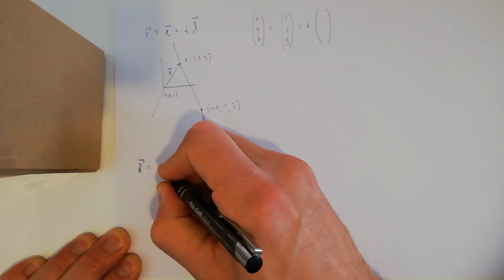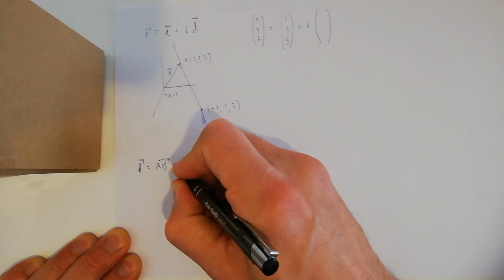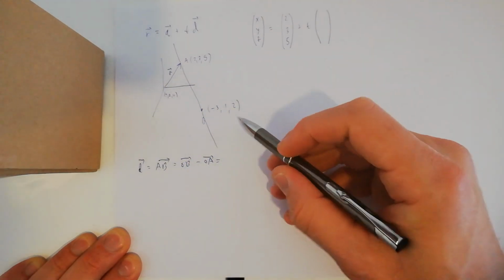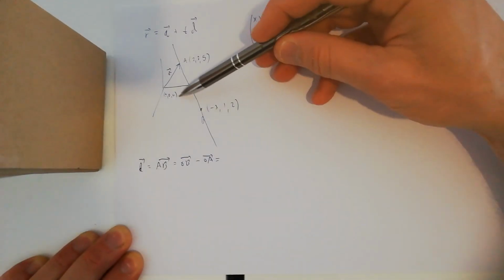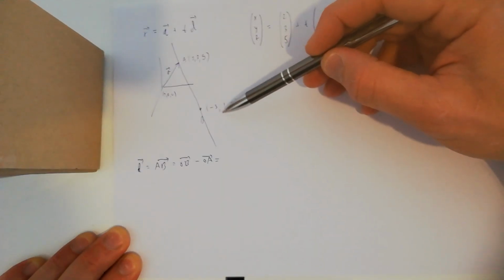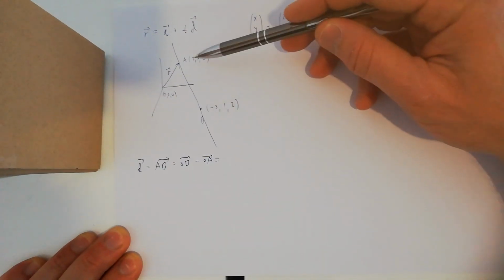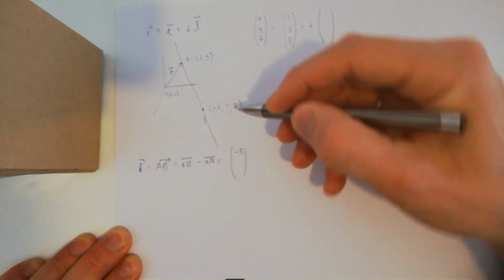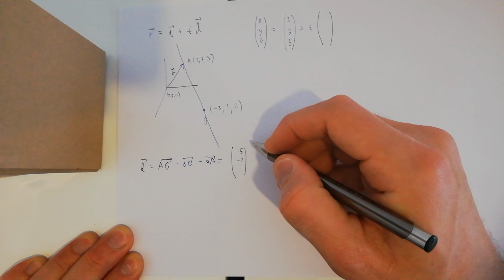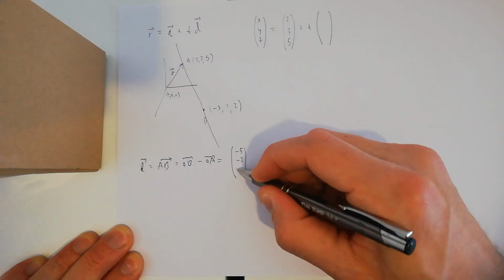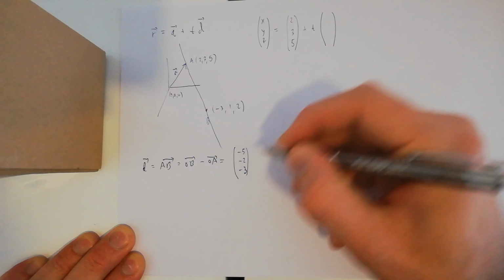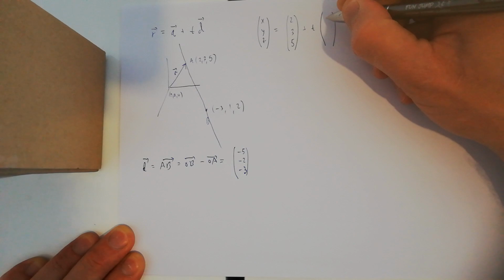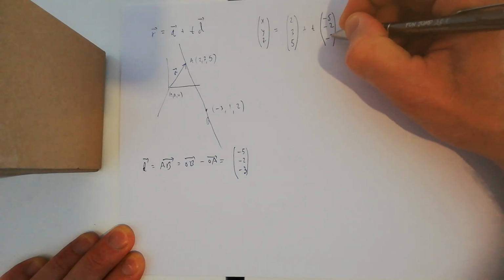So the vector D could be the vector AB, which is OB minus OA, where OB, of course, is the same as point B because it starts at the origin. So the vector OB is (minus 3, 1, 2), and the vector OA is (2, 3, 5). Subtracting gives minus 3 minus 2, minus 5; 1 minus 3, minus 2; and 2 minus 5, minus 3. This could be the vector D, (minus 5, minus 2, minus 3).